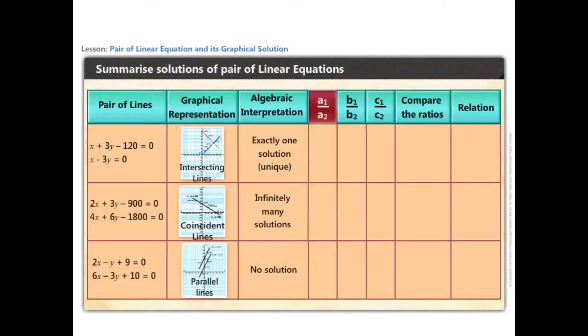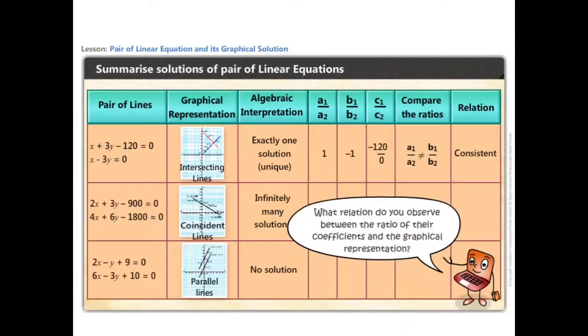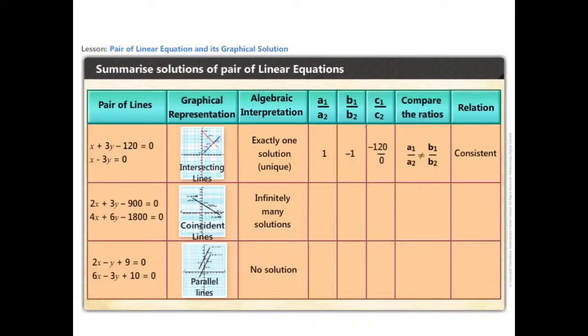Let us write down the value of a1 by a2, b1 by b2 and c1 by c2 in the table below by comparing the pair of linear equations to their standard form. What relation do you observe between the ratio of their coefficients and the graphical representation? Here, we observe that when a1 by a2 is not equal to b1 by b2, the pair of equations has a unique solution or is a consistent pair of equations.